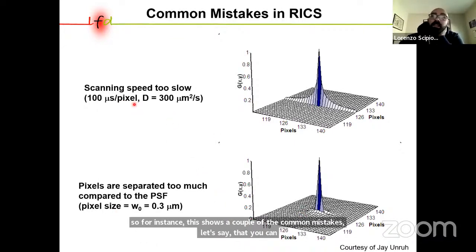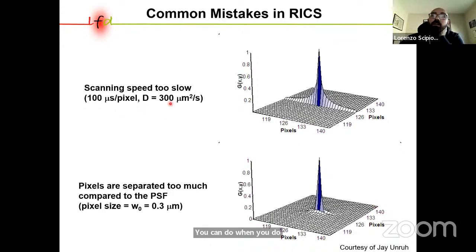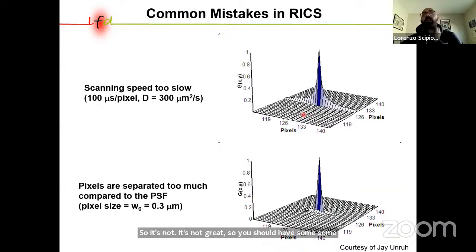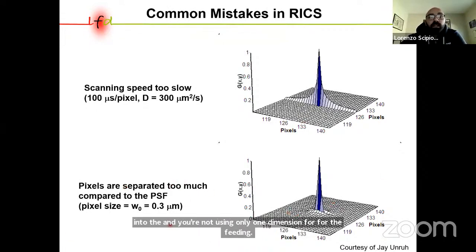For instance, you can set a scanning speed that is too low, right? If you have a very high diffusion coefficient, but you set a low scanning speed, then you have zero correlation along the lines. So it's not great. You should have some contribution along the lines. That's the ideal case, right? So you take advantage of the fact that you're scanning in 2D and you're not using only one dimension for the fitting, essentially.